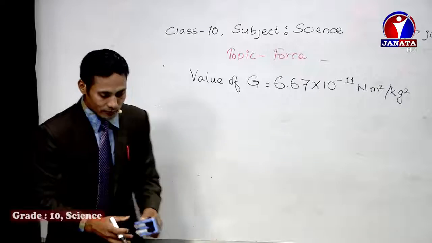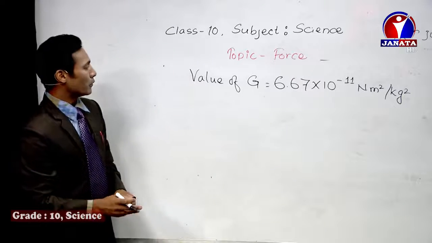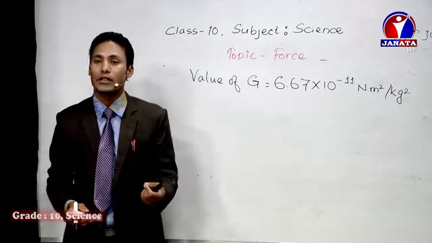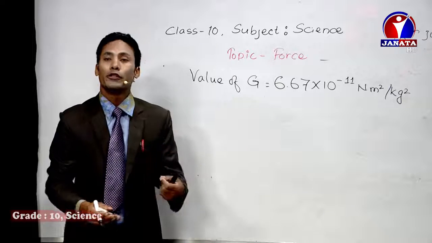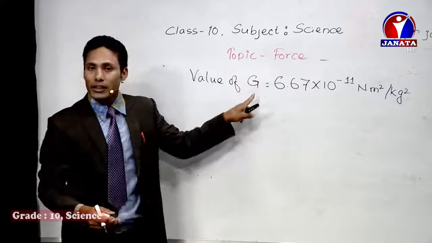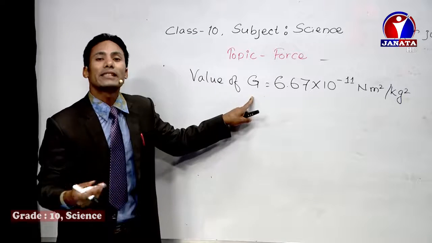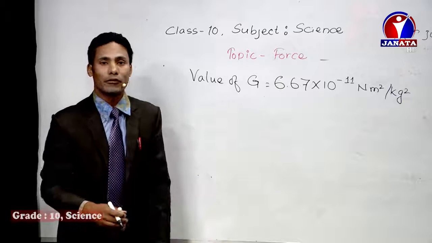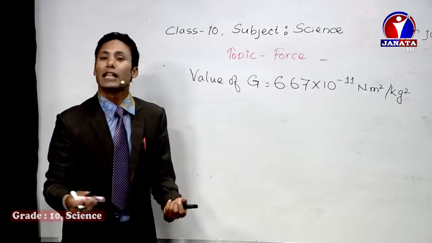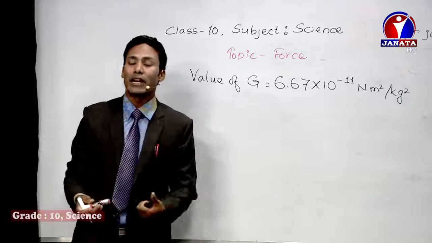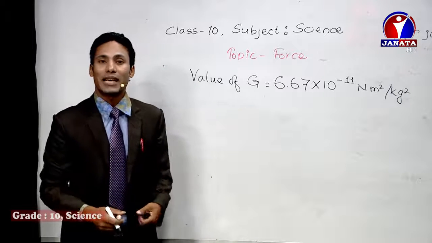Now, I frequently use the term: this G is called the universal gravitational constant. Why is it called the universal gravitational constant? Let's see. The value of G is not affected by the mass. Whatever the material used for the formation of that mass, it doesn't affect it. And the value of G is also not affected by the medium in which the objects are kept.